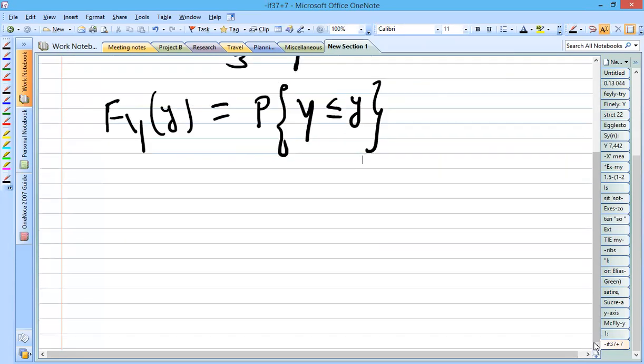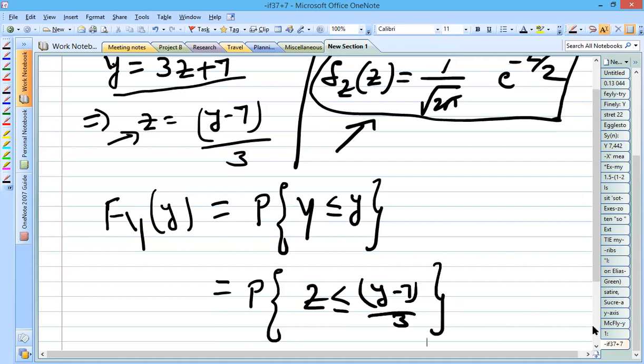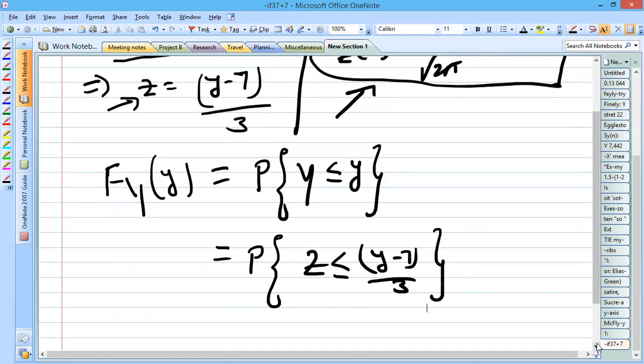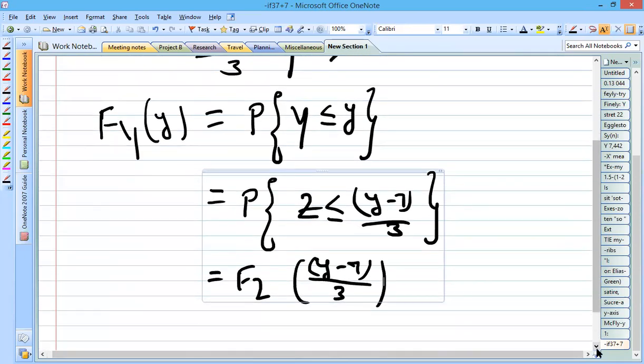In the next step, this can be written in terms of z. That is, probability z less than or equal to the expression we have written for z. So what is the equation of z? z is y minus 7 by 3. So z should be less than or equal to y minus 7 all divided by 3. Using this, we can write the CDF function for the random variable z as Fz of y minus 7 within the bracket all divided by 3. So this shows the relationship between the random variables y and z in terms of the CDF.